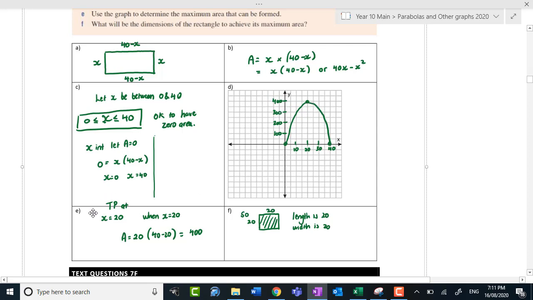halfway between. So we know that the turning point's at x equals 20. If we sub that in, that's going to give us the area of 400, which means that it's a maximal area. And that's going to result in the dimensions. As it turns out, once again, it's going to be a square. 20 times 20 gives us 400, and that means that the length is 20 and the width is 20.